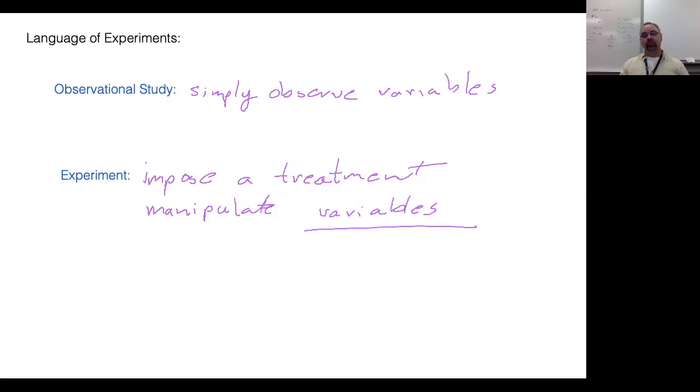And then in the case of an experiment, we would then maybe try to change or somehow manipulate one of the variables that is part of that study. And so that's the difference: in an observational study, we don't do anything to them. In the experiment, we do.